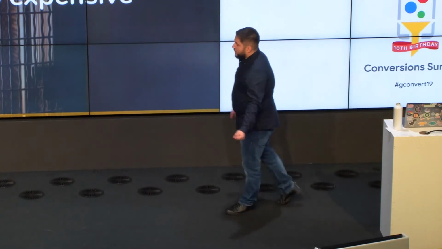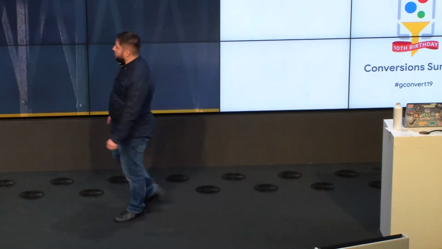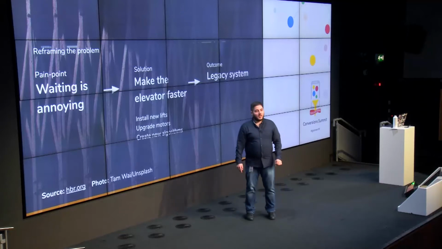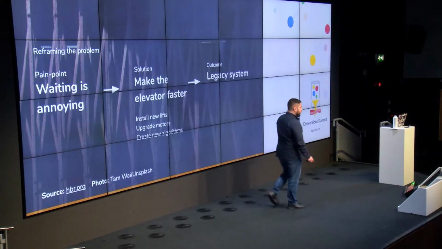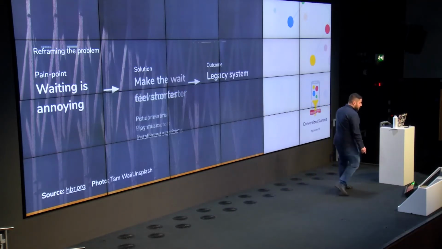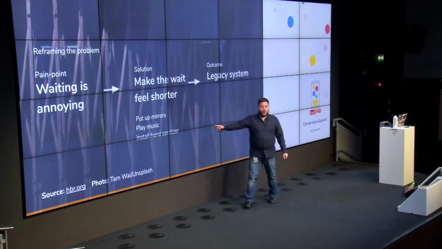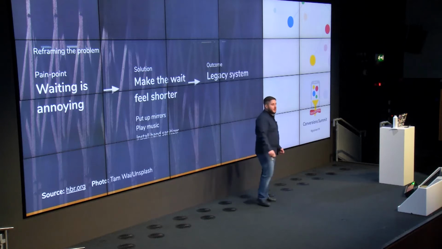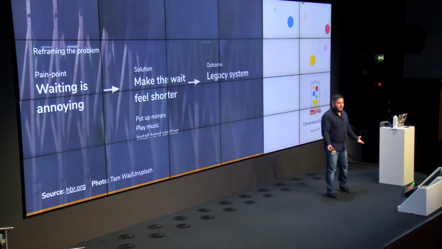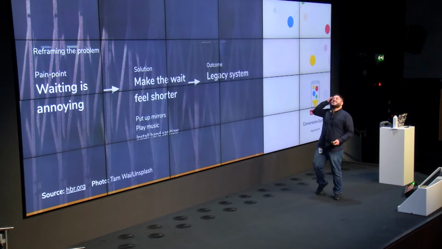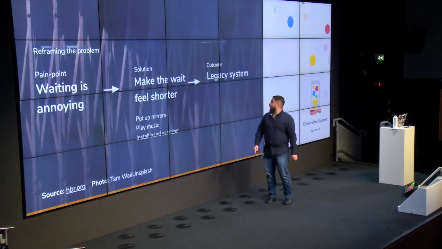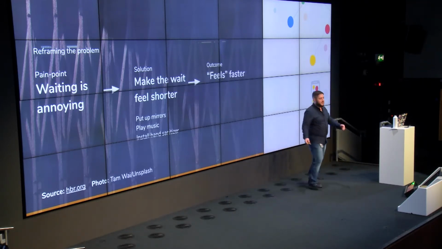So what you find building managers do is they reframe the problem. They'll say, waiting is annoying. And you hear the waiting-is-annoying part quite a lot in this talk. So make the wait feel shorter. They'll put up mirrors, they'll play music, and install a hand sanitizer. Because that distracts people, right? And magically, it feels faster.